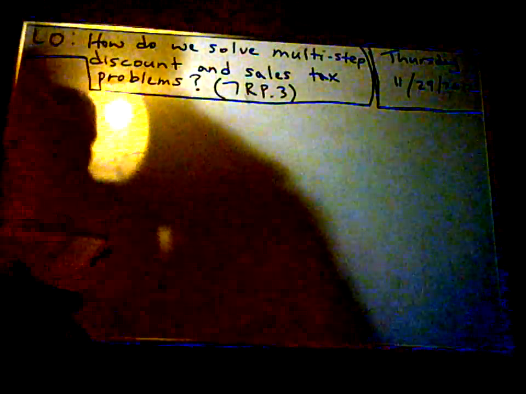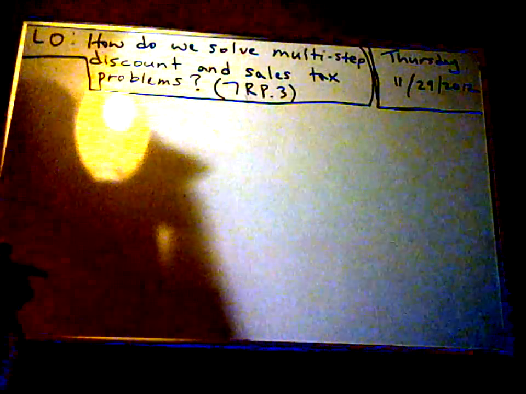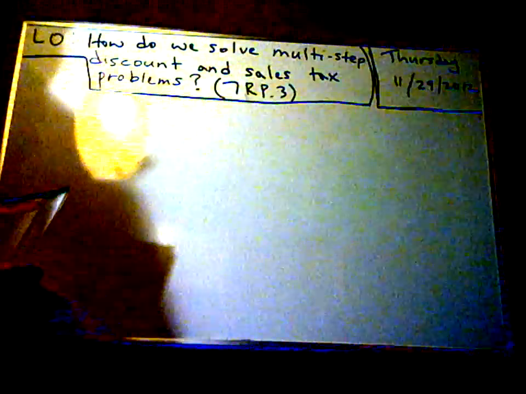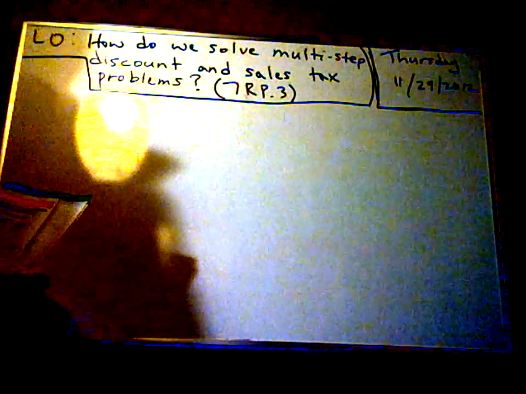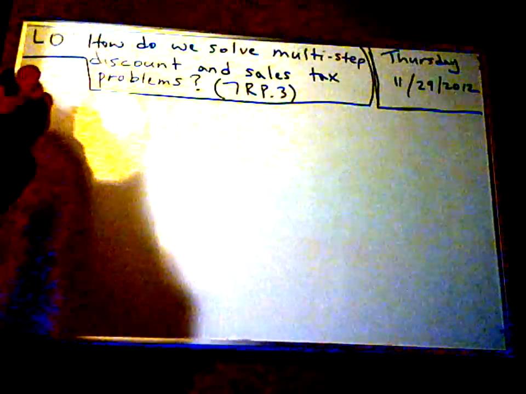Okay, so today is Thursday, November 29th, 2012, and the learning objective is how do we solve multi-step discount and sales tax problems. So they're doing this.